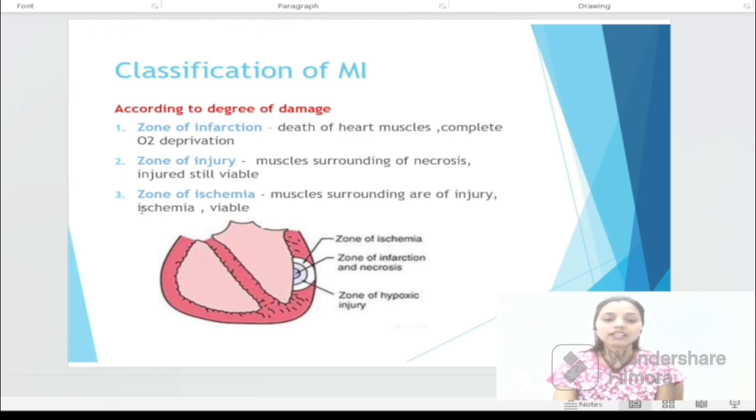Okay. So next one is zone of ischemia. Zone of ischemia is the muscle surrounding the zone of injury, ischemic and viable. Okay. So zone of ischemia is known as the outer zone.